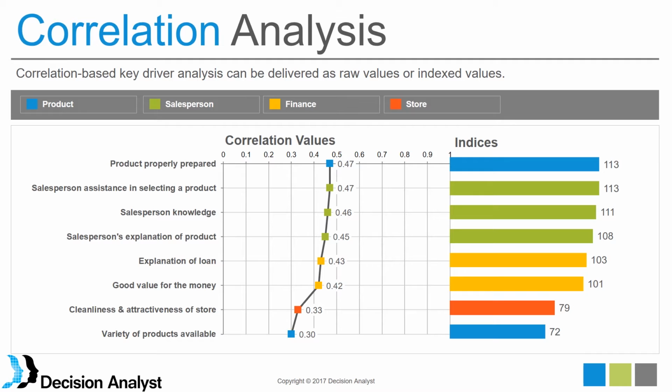So if a fictitious retailer were to field this kind of study and these were the results, they would be able to say, oh yes, the product properly prepared, that is the top thing to work on. And then we have issues with working on knowledge and assistance and explanation from the salesperson.